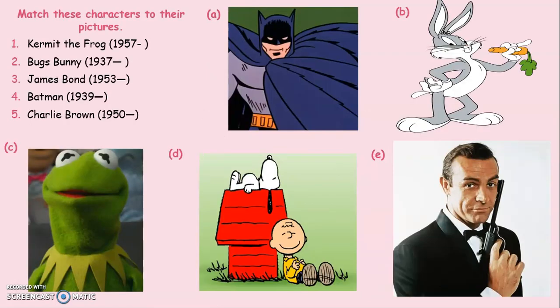So, we have 5 characters. Can you match the characters to their pictures? 1 Kermit the Frog, 2 Bugs Bunny, 3 James Bond, 4 Batman and 5 Charlie Brown. Can you match them to pictures A, B, C, D and E? You can pause this video here while you do that exercise.